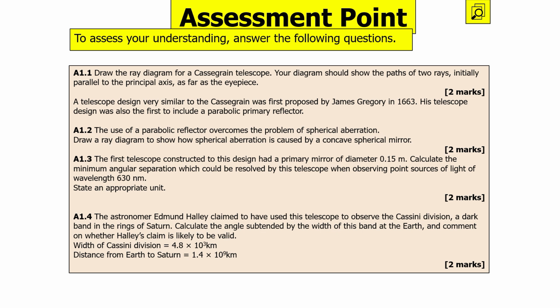Then the astronomer Edmund Halley claimed to have used his telescope to observe the Cassini division, a dark band in the rings of Saturn. Calculate the angle subtended by the width of this band at the Earth and comment on whether Halley's claim is likely to be valid. So pause the video now, then unpause the video when you want to go through your answer.